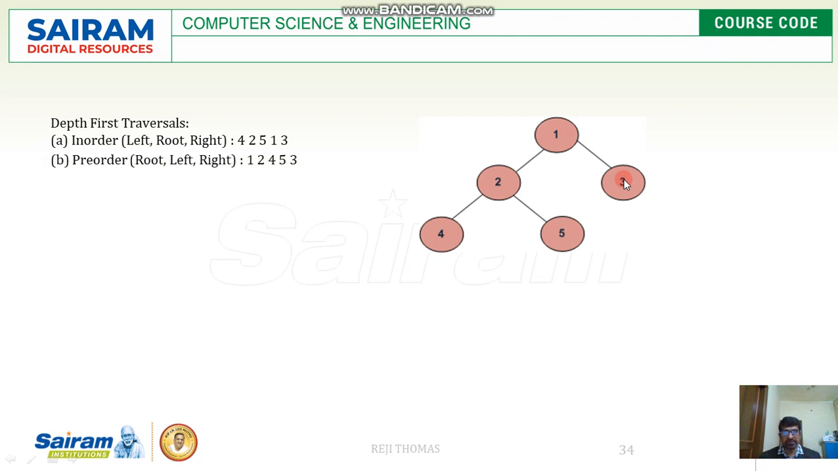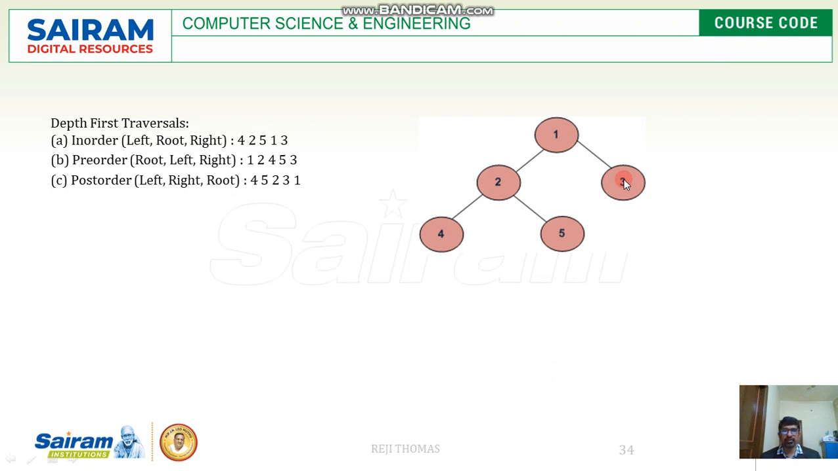If you visit the same tree in pre-order, the order is going to be 1. You visit the root, then you visit the left, which is 2, again left 4, then right 5, then again right, 3. So the order is going to be 1, 2, 4, 5, 3. Please make a note of the difference. If it is in-order, what's the difference? If it is pre-order, what's the thing? And the last one is post-order.